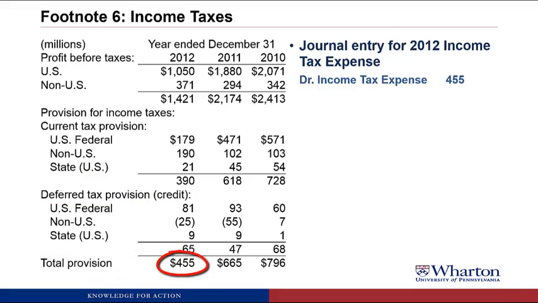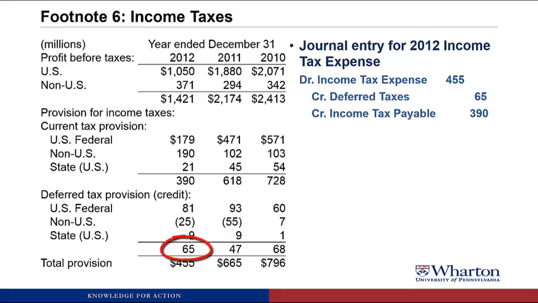That's the total income tax expense of $455. So we're debiting income tax expense $455 for that total provision. Moth credited income tax payable of $390 for the current payable portion. This is what we owe the government this period. And then to balance it, there was a credit to deferred taxes of $65, which is what we need to balance this journal entry.